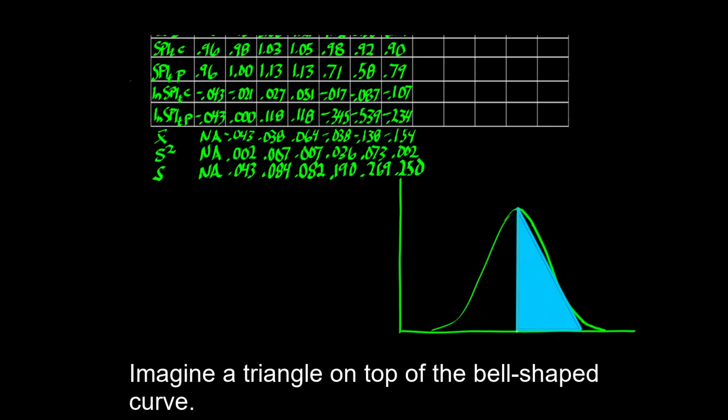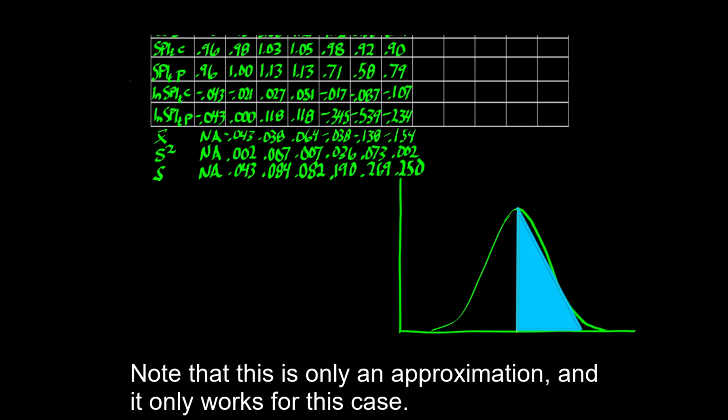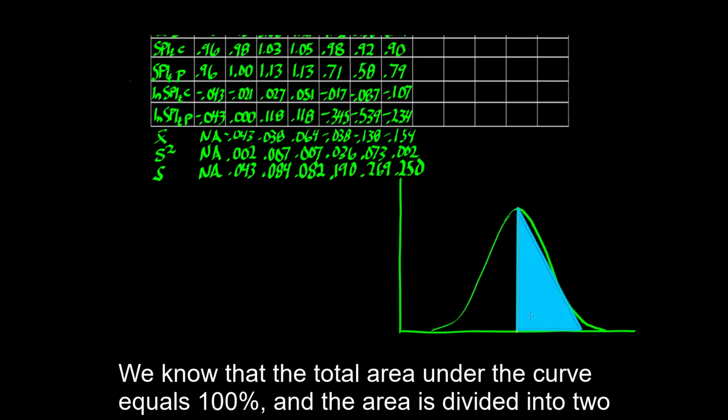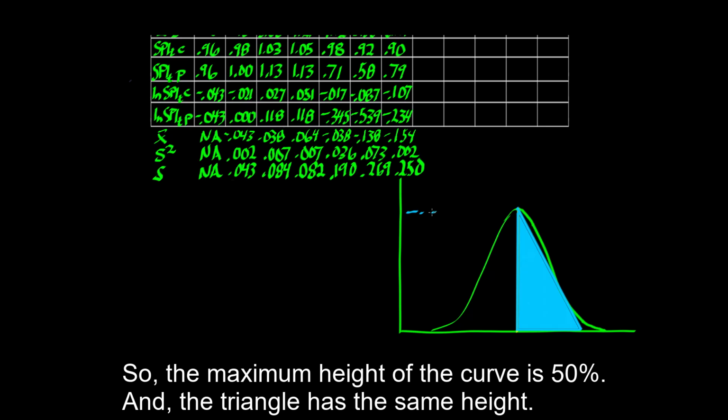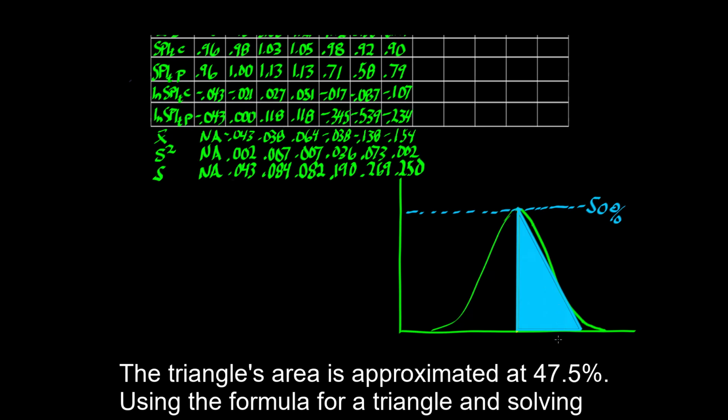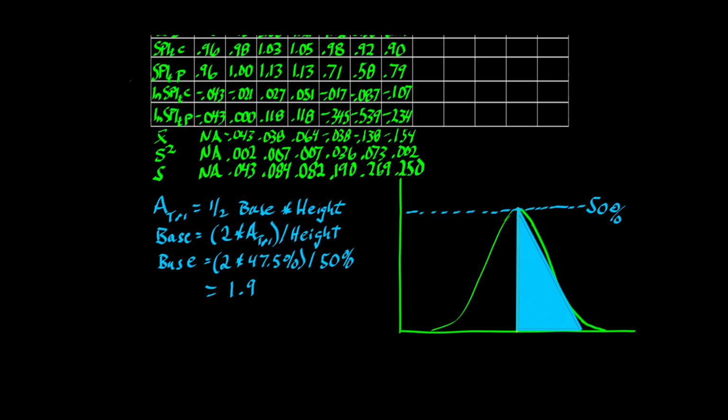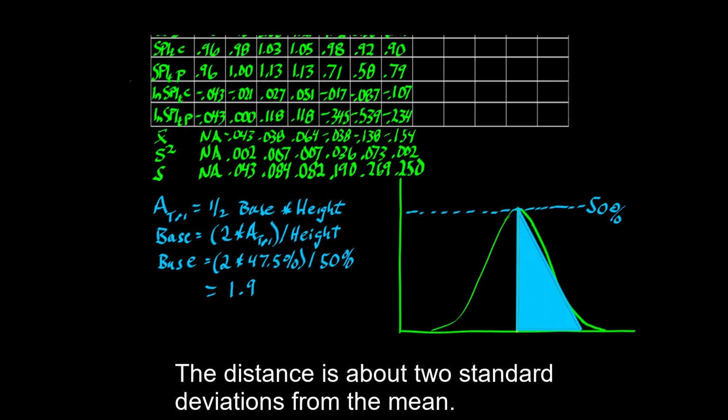Imagine a triangle on top of the bell-shaped curve. Note that this is only an approximation and it only works for this case. We know that the total area under the curve equals 100%, and the area is divided into two equal parts. So the maximum height of the curve is 50%, and the triangle has the same height. The triangle's area is approximated at 47.5%. Using the formula for a triangle and solving for the base, we have this. The distance is about 2 standard deviations from the mean.